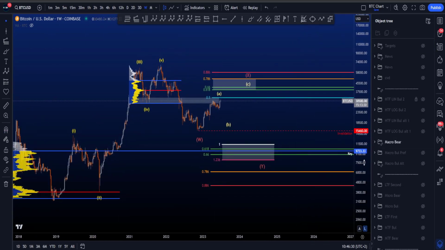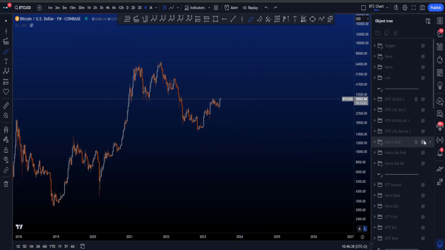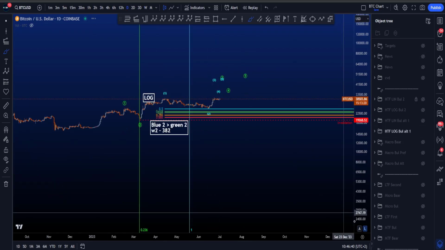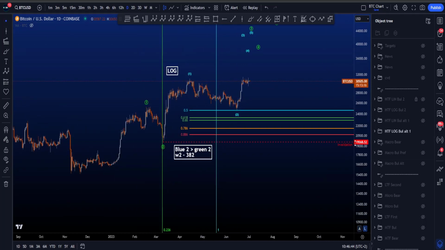So the main resistance for price on a macro scale is between 40 and 50k. The main support is between around 12k and 8k. If we then go to the daily time frame and zoom in just a little bit, this is currently an alternative scenario that I have.